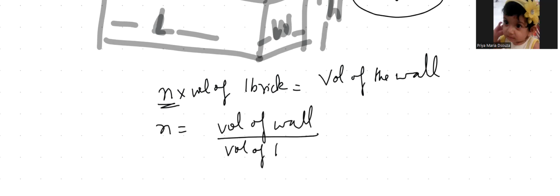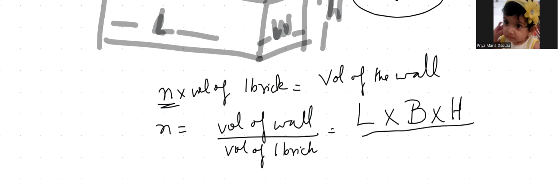The volume of the wall is L into capital B into H. L into B into H by, this is the wall dimensions on top, small l into small b into, or yeah, I've used the word W, right? Width. The breadth and width are synonymous. So it will be length into width into height by length into small width into small height, because smaller dimensions correspond to the volume of the brick.